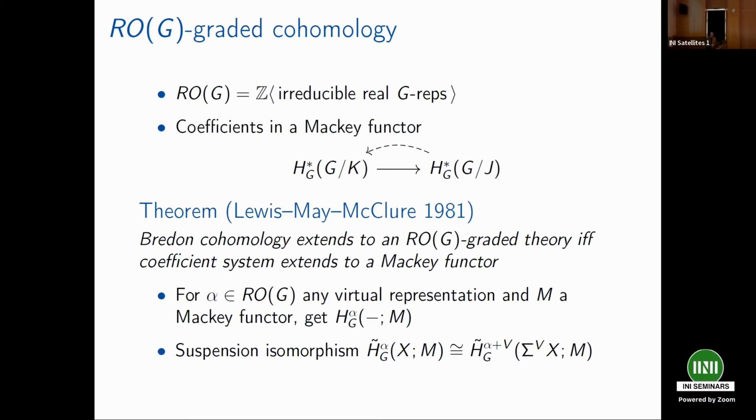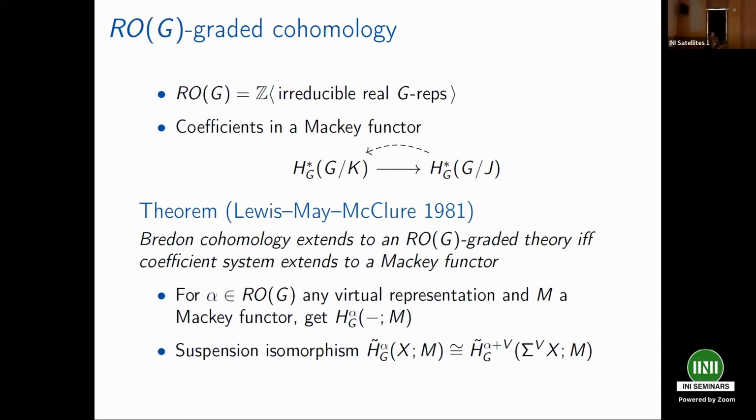So Lewis, Peter May, and McClure showed that Bredon's integer-graded cohomology theory extends to an RO(G)-graded theory if and only if your coefficient system extends to a Mackey functor. Okay, so this is where these Mackey functors come into my story. And what that means is that you take any alpha in RO(G), some sum or difference of actual representations. So it's a virtual representation. You hand me some Mackey functor, some souped up coefficient system, then I can talk about the alpha cohomology, alpha equivariant cohomology with coefficients in this Mackey functor.